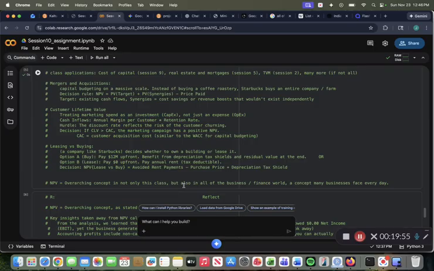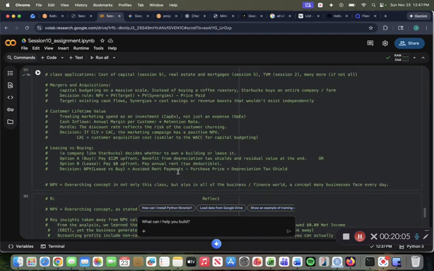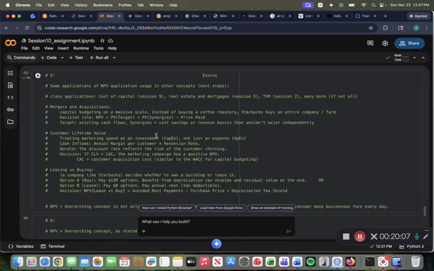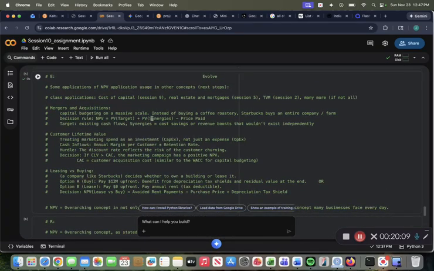So the net present value of leasing versus buying would be avoiding the rent payments minus the purchase price plus the depreciation tax shield, and see which one provides more value for us. So those would be some of the applications we could use of the capital budgeting and net present value stages.